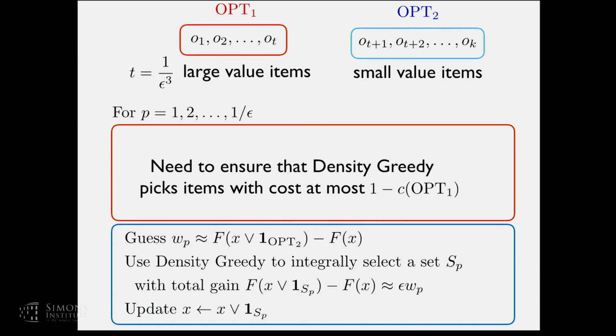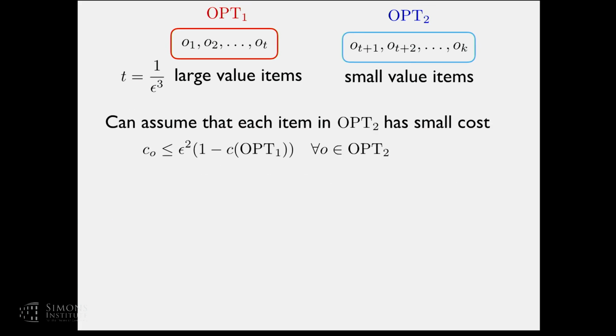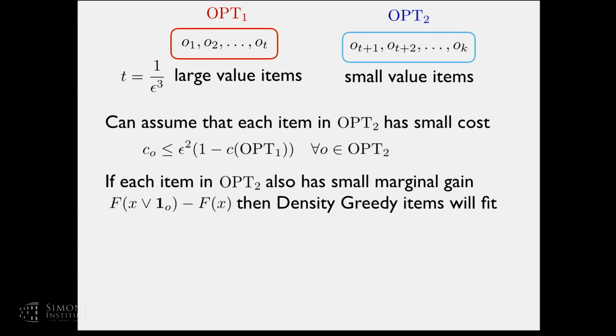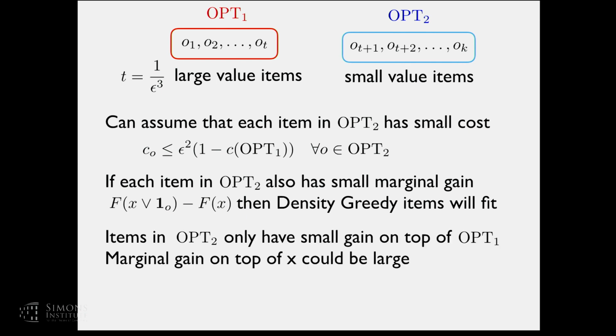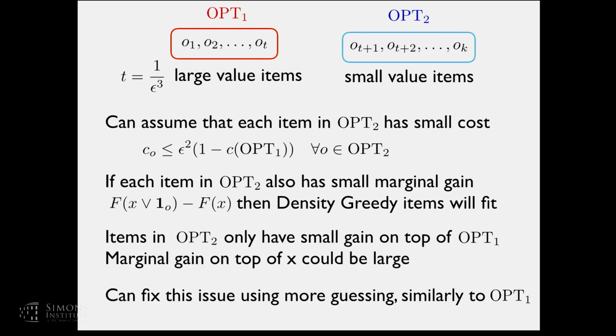And as I stated, this algorithm doesn't quite do that, but there's a very simple modification of it. The reason is that, in some sense, all of these items in OPT2 you can think of as having small costs. Unfortunately, they do not have small marginal gain on top of the fractional solution, which is where the problem is. But we can just fix this using more guessing. Okay, I'm not going to say any more than this. Basically, we're going to guess a little bit more than what I said, and it's very easy to fix.